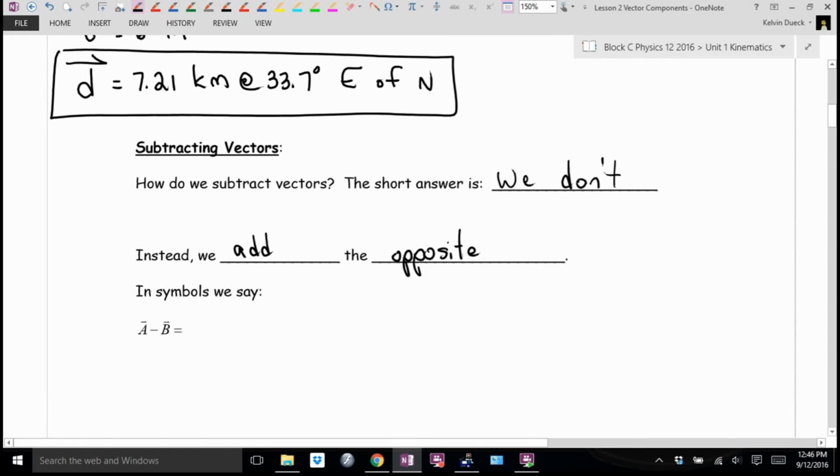In vector symbols, we say this: vector A, take away vector B. If that's what you're wanting to do, you're going to go vector A plus the opposite of vector B, which means B originally pointed east. What would the opposite of east be? West. If vector B originally pointed north, what would the opposite of vector B be? Yeah.